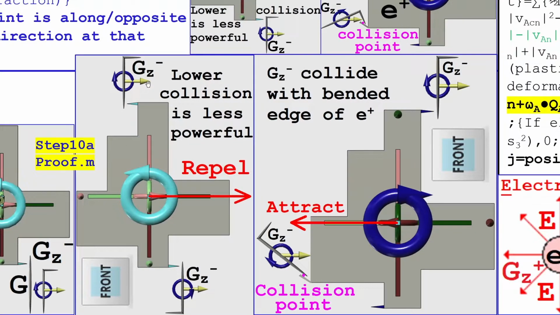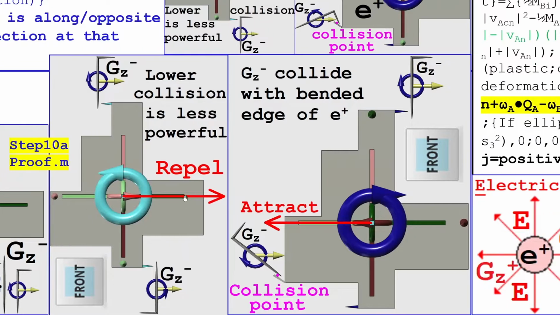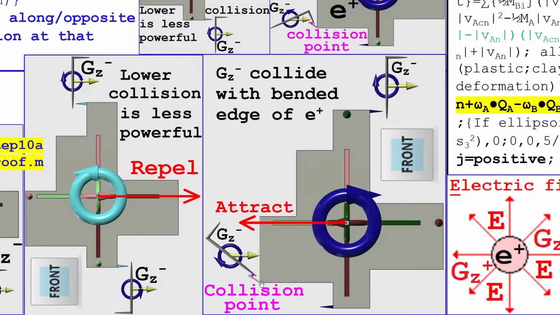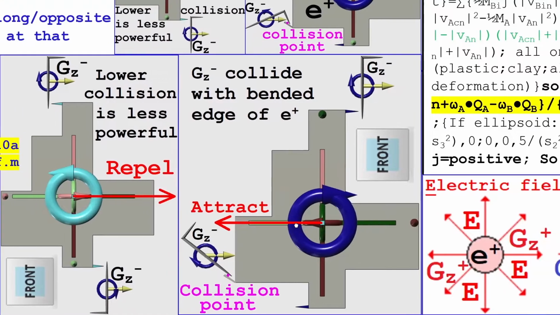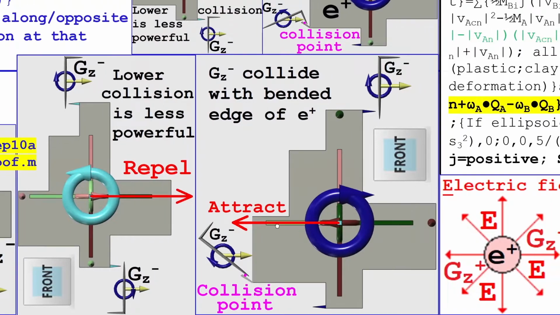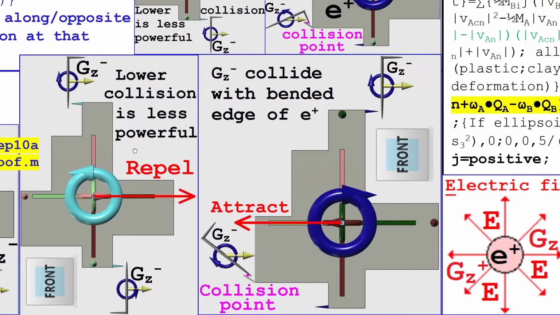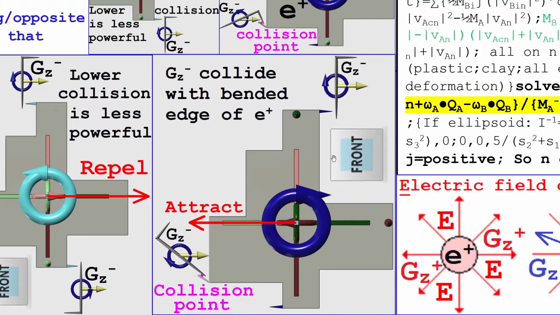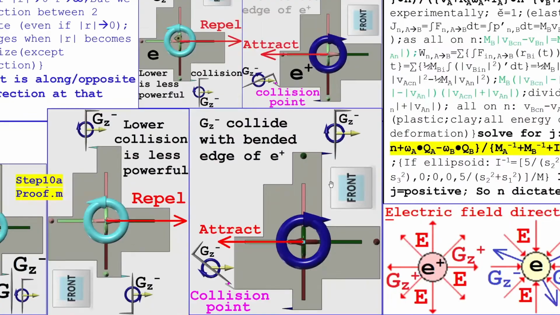Therefore, because the electron and positron clusters contain many bended edges, we can see that when G sub Z minus collides with an electron it repels it from its source, and when it collides with a positron it attracts it. Therefore, like charges repel and opposite charges attract, with a force inversely proportional to the distance squared, because G sub Z are geometrically diluted in three-dimensional space.